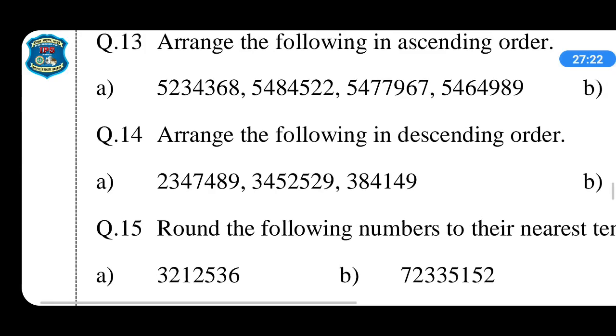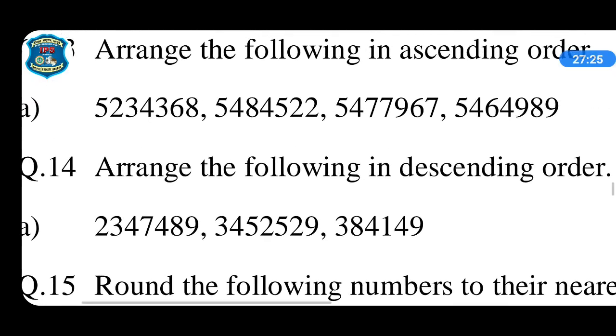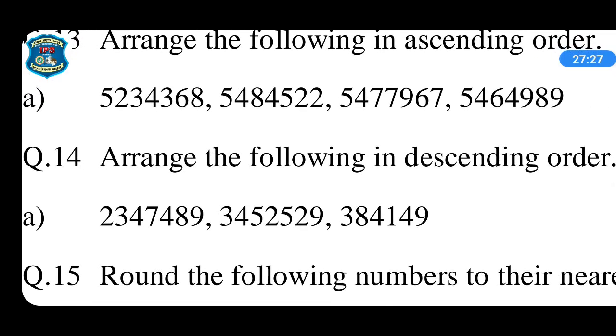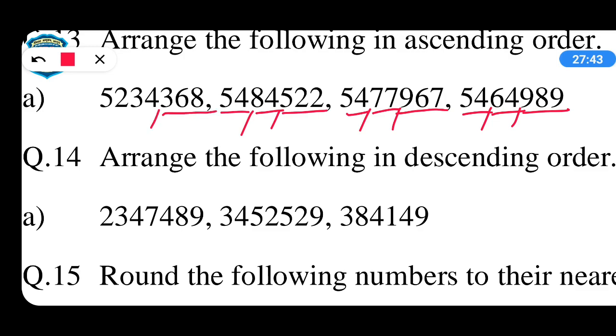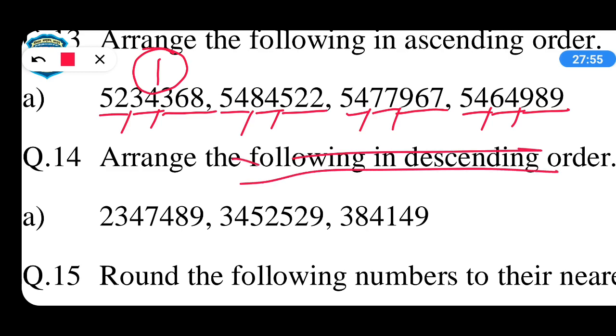Let us see carefully the A part. See all the numbers. First you have to put comma. It is 54 lakh. Then this is also 54 lakh. It is again 54 lakh. It is 52 lakh. So which is the smallest? Yes, this number is the smallest.